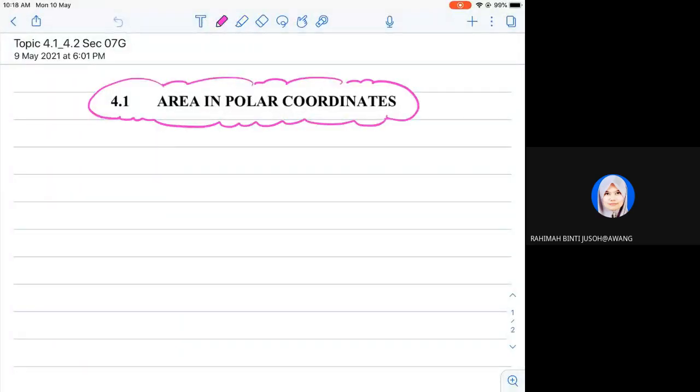This is actually single integration. Okay, this is single integration. Single integration.